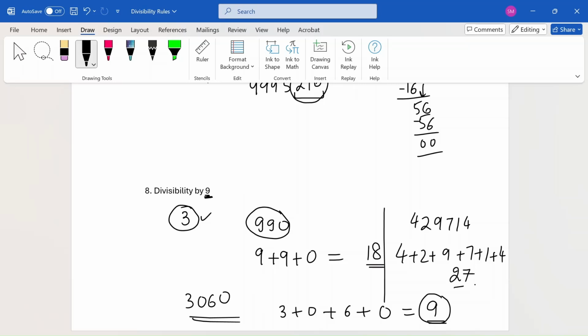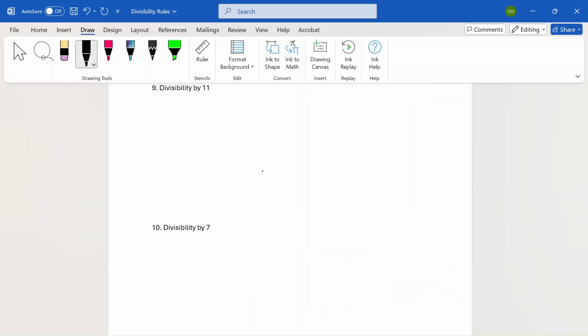Is the number 27 divisible by 9? Yes, it is divisible by 9. So the entire number 429714 is also divisible by 9. I hope it is clear. Alright, so now we will study the divisibility rule of 11.